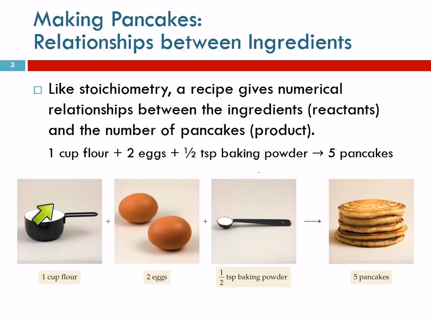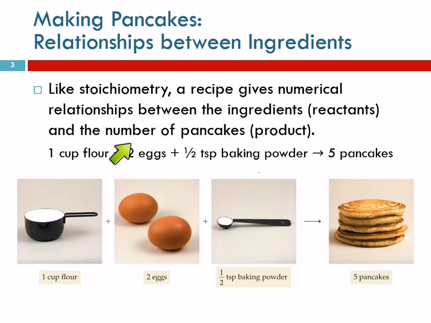So let's look at a very simple recipe for pancakes. I would not advise trying this at home. It's been simplified and it's not going to work all that well. I've made pancakes and this isn't how you do it, but it's close enough for this purpose. So the recipe gives numerical relationships between the ingredients. Here we have flour, eggs, and baking powder, and the amount of product that we're going to get.